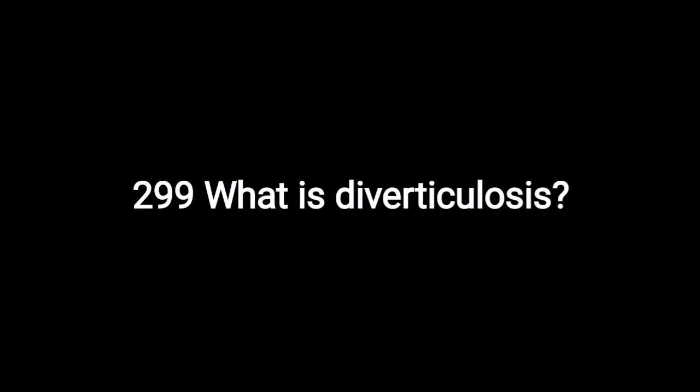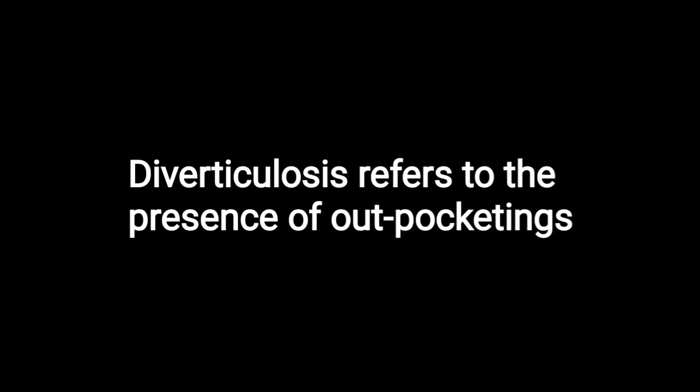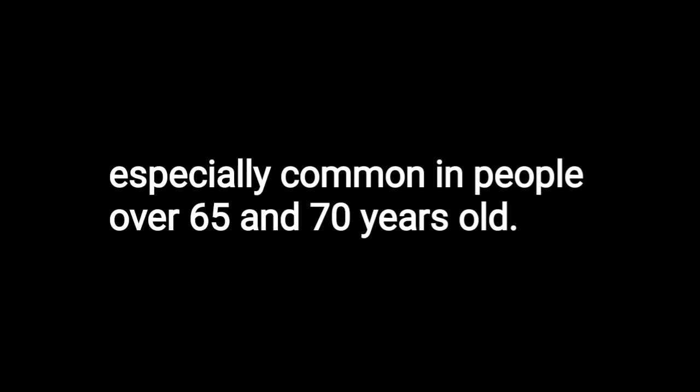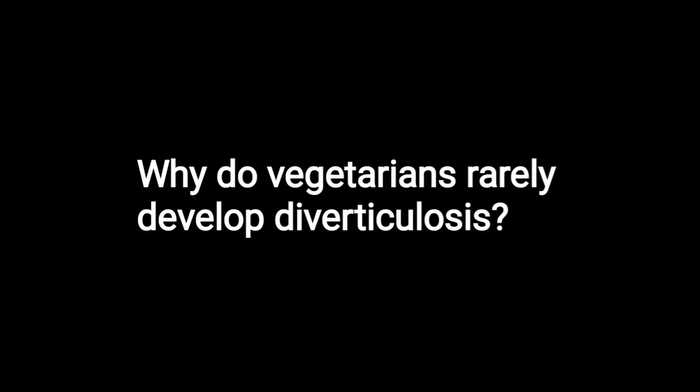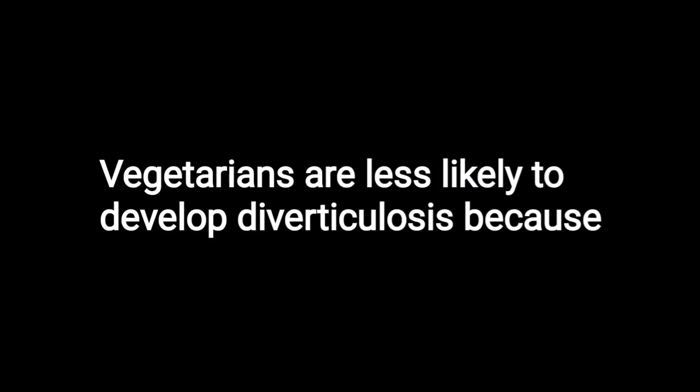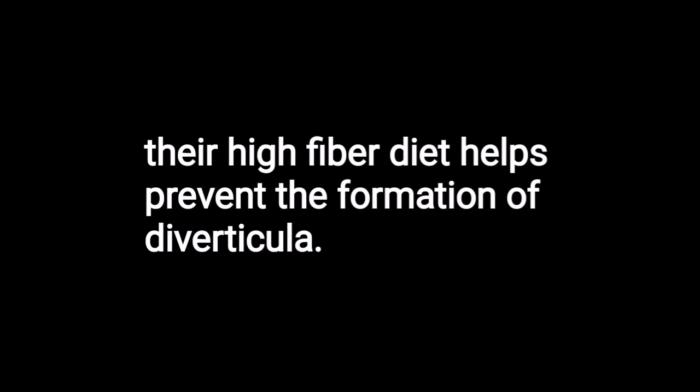299. What is diverticulosis? Diverticulosis refers to the presence of outpocketings or small sacs in the colon, especially common in people over 65 and 70 years old. 300. Why do vegetarians rarely develop diverticulosis? Vegetarians are less likely to develop diverticulosis because their high-fiber diet helps prevent the formation of diverticula.